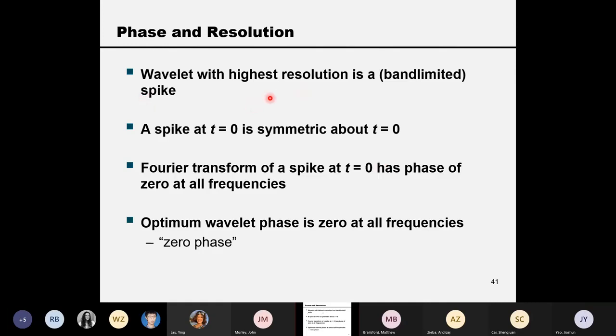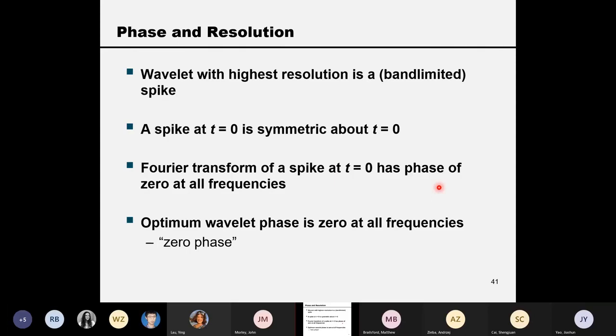So wavelet, when you have the highest resolution, of course, it's a spike or band-limited spike. It's not exactly a spike, but it's a band-limited spike. When the spike or band-limited spike is symmetrical at t equals 0, we call it zero phase. We will see why it's called zero phase. So the Fourier transform of a spike at time 0 is zero phase.